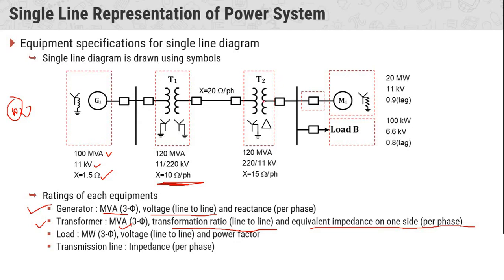Same for transformer T2. Transformer T2 has its primary star connected with the neutral grounded, but the secondary is delta connected. And the transformer specification is first the MVA, 120.